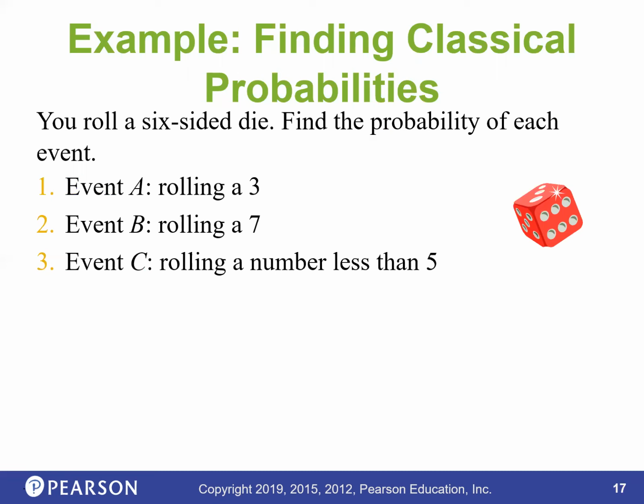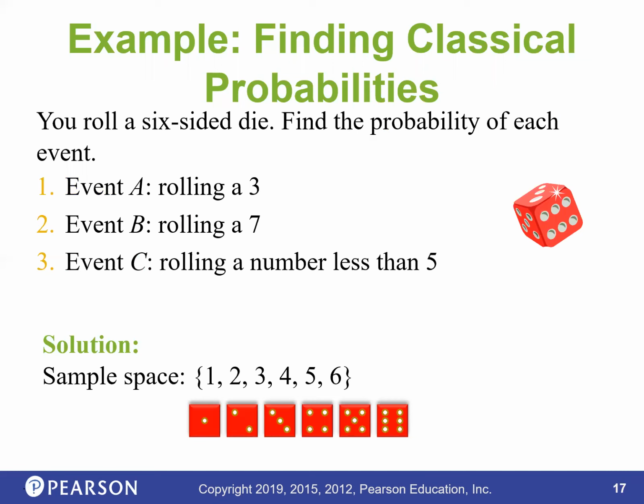I'll just give you the sample space first here, real quick. I think everybody has played with dice before, hopefully. So the possibilities or the sample space are 1, 2, 3, 4, 5, or 6.